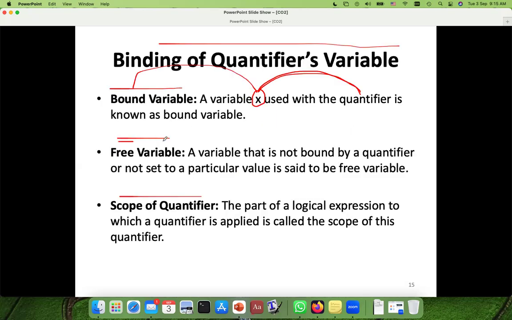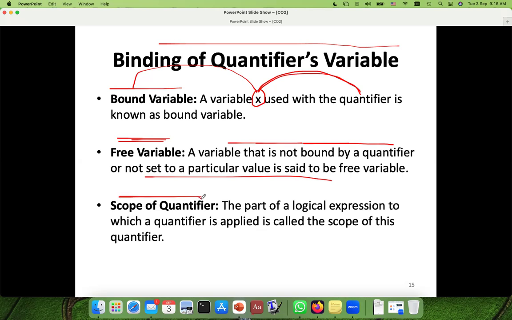So what is a free variable? A variable that is not used or bound with a quantifier, or there is no value set to that variable. If that variable has no value, or is not linked with a quantifier, then that is called a free variable. We will understand all these things with examples. But first, take these definitions.